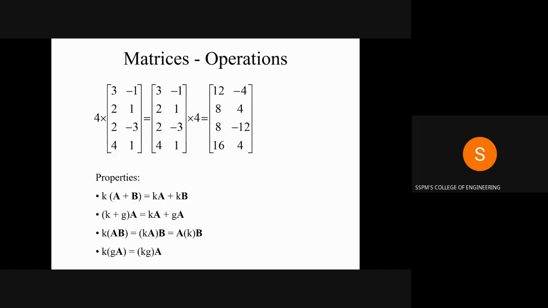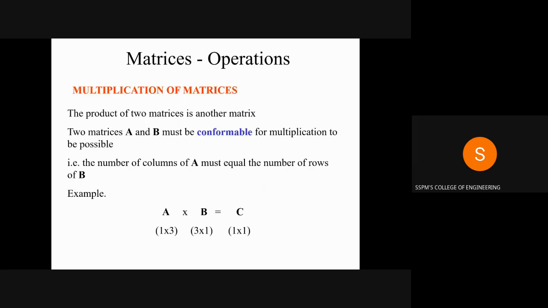Now this is also an expansion of scalar multiplication and its properties. A and B are two matrices, then K into A plus B. If you calculate A plus B first and then multiply it by K, it is similar to K into A plus K into B. This is basic algebra. Similarly, other statements can be calculated. Now multiplication of matrices. This is something different from the basic algebra that we use for real numbers.